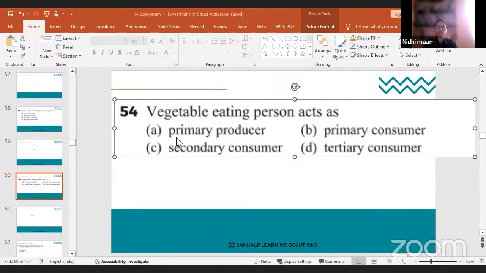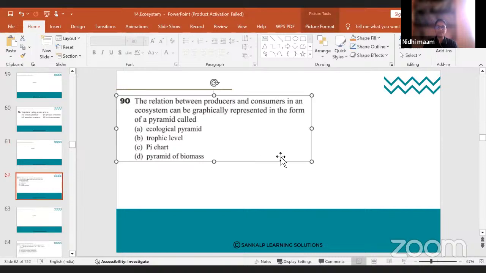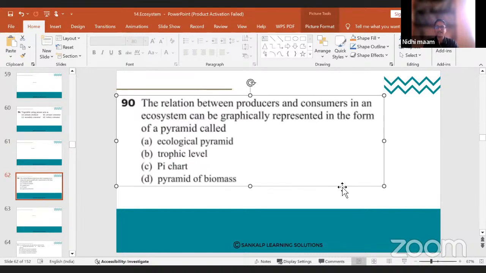So most of you voted for option B, that is primary consumer. Exactly the right answer. Next question. The relation between producers and consumers in an ecosystem can be graphically represented in the form of a pyramid. What is that pyramid called? A, ecological pyramid, B, trophic level, C, pie chart, D, pyramid of biomass.